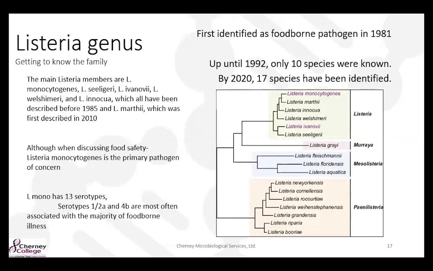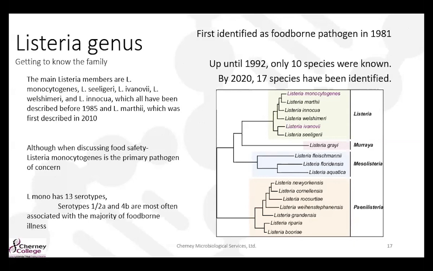So the picture below kind of shows the different types of Listeria. People are probably more familiar with that group on the top, highlighted in green. So the main Listeria members are L. mono, Listeria ivanovii, welshimeri, innocua, and then marthii. And Listeria marthii was first described in 2010. So that one's one of the new members.